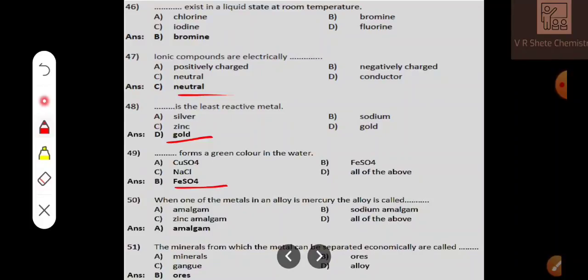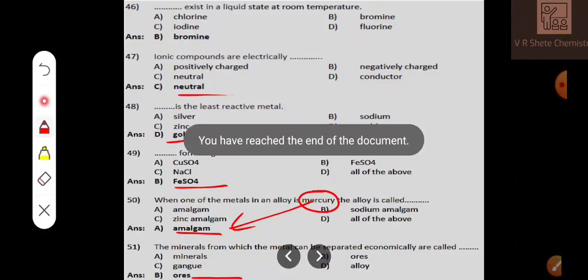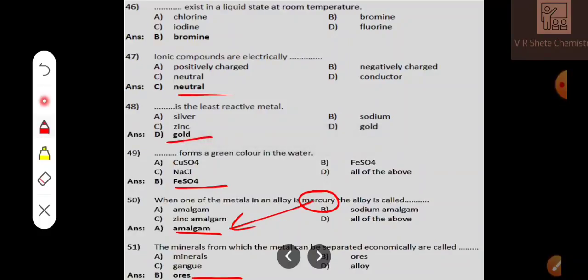Mercury forms bonds with other elements, called amalgams. The minerals from which metal can be separated economically are called ores. So whatever is found in the earth's crust is called minerals. All ores are minerals, but all minerals are not ores.